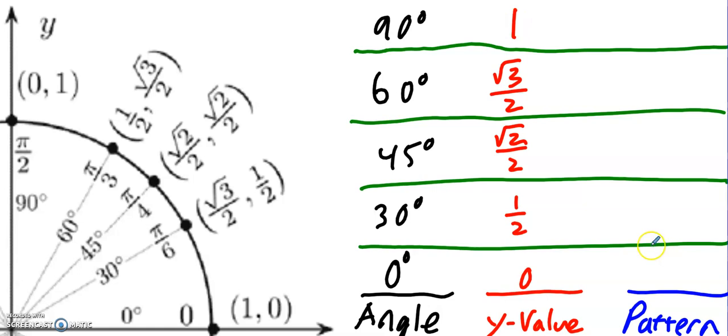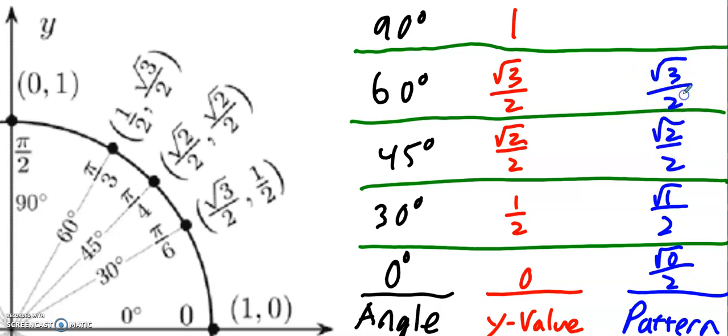Well, here's the pattern. So I can think of 0 as root 0 over 2, because the square root of 0 is 0. 0 divided by 2 is 0. I can think of 1/2 as root 1 over 2, because the square root of 1 is 1, so it's 1 over 2. This is root 2 over 2, this is root 3 over 2, and this is root 4 over 2, because what's root 4? Root 4 is 2. Excellent. 2 divided by 2 is 1. Very good. You're catching on. So now we can see there is a pattern. It's kind of cool.